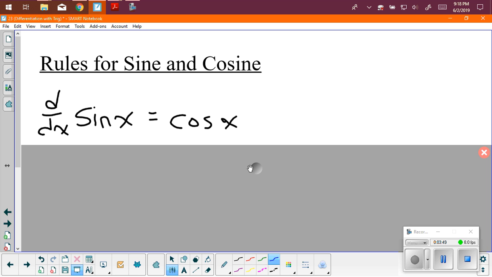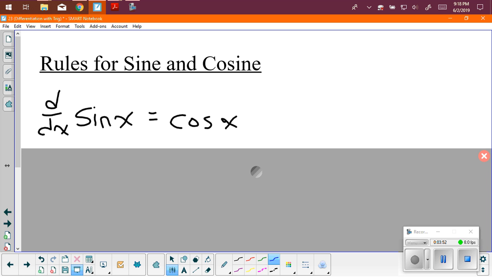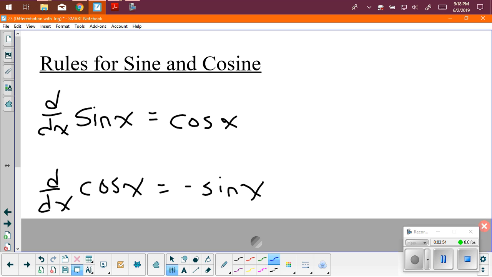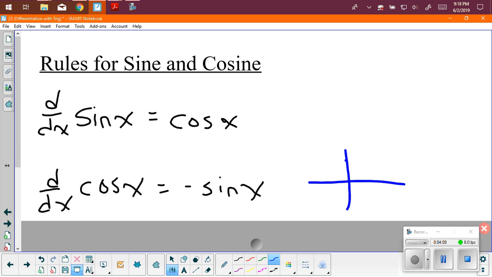Flipping it around, for cosine, almost the same idea. There's a little tweak. The derivative of cosine is negative sine x. It's negative sine. And again, as a quick visual as to why that would be, cosine starts at a max and starts going down. So its derivative has a 0 at first, but then it has the maximum negative slope, so down. So it's sine, but it starts going down instead of up. So it's going to be negative sine.